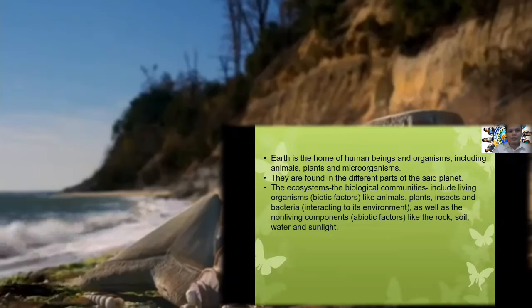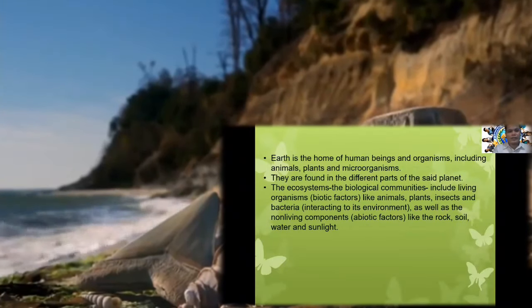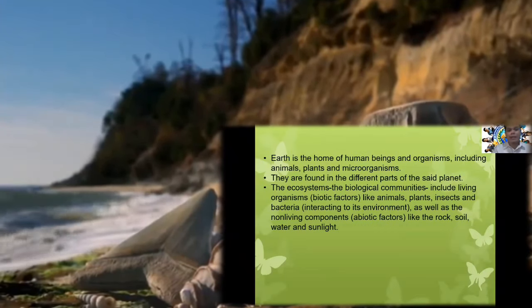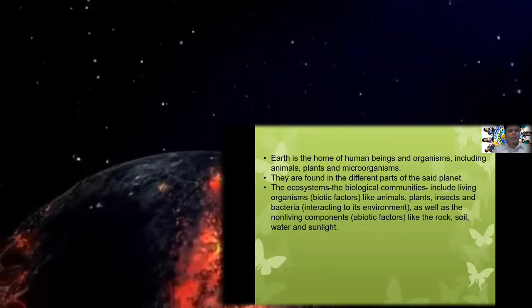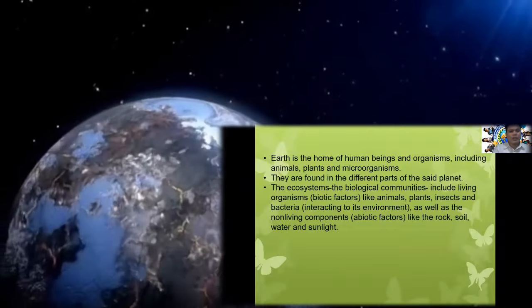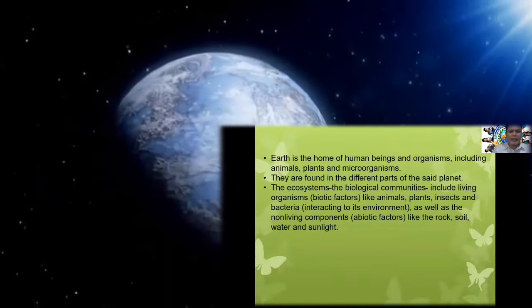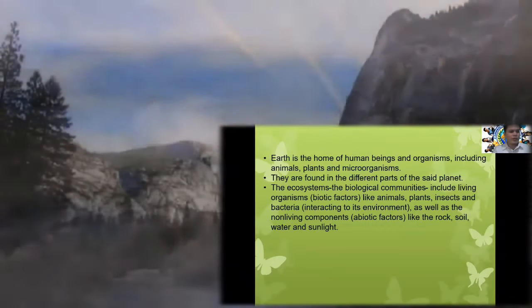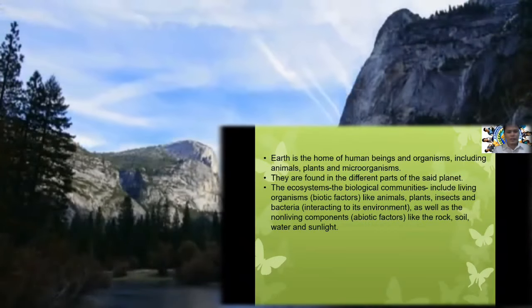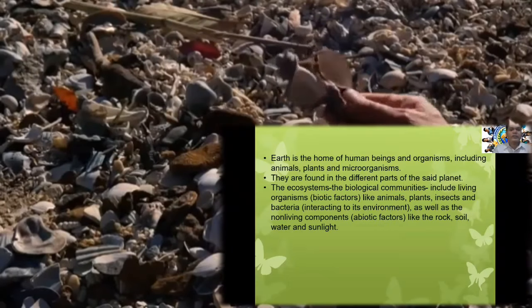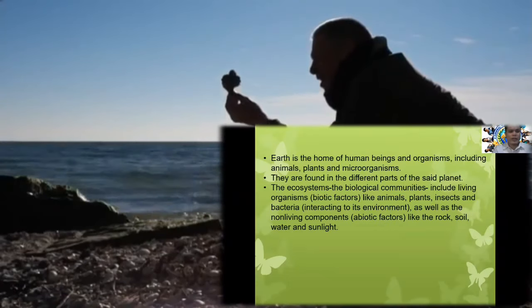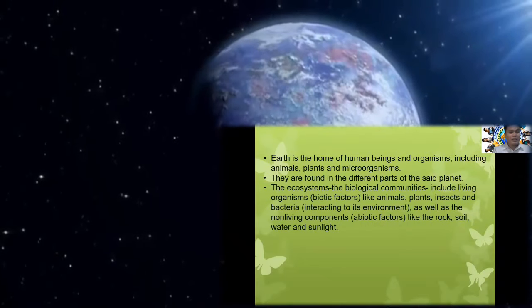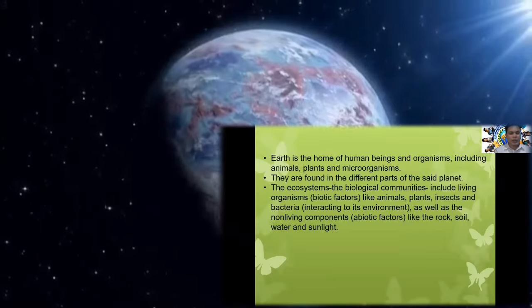The ecosystems, the biological communities, include living organisms or biotic factors like animals, plants, insects, and bacteria interacting with their environment, as well as the non-living components or abiotic factors. Take note of that. Biotic factors are living organisms; abiotic factors are non-living things like rock, soil, water, and sunlight. Okay? May interactions yan with each other.